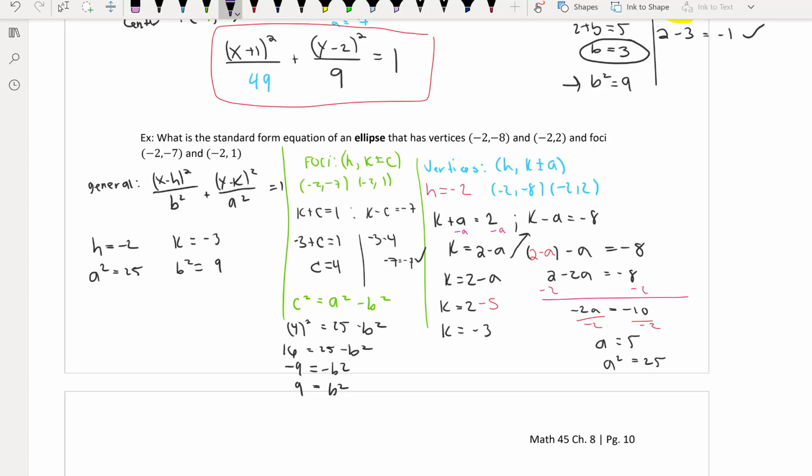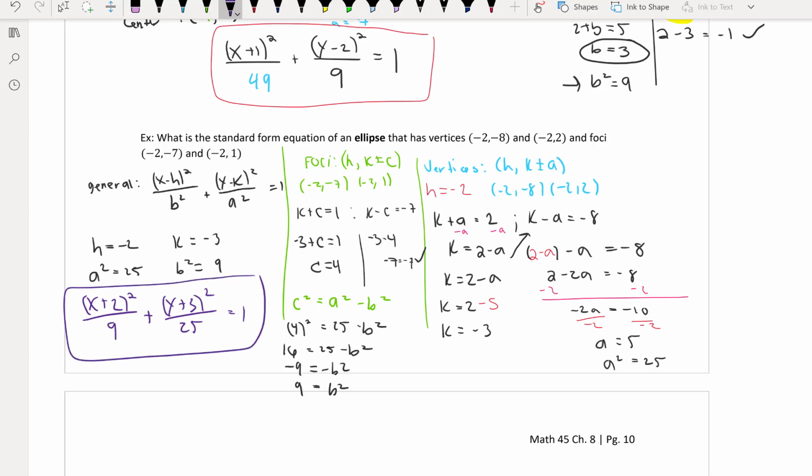So now I can go ahead and write down my specific equation. I have x plus 2 squared over 9 plus y plus 3 squared over 25 equal to 1. And that is going to be my final answer.